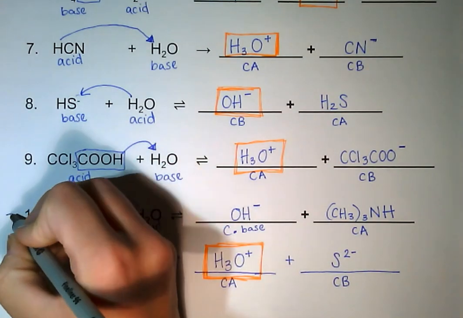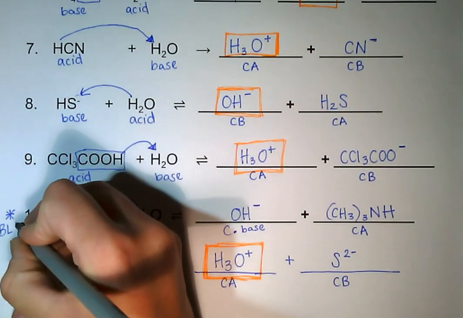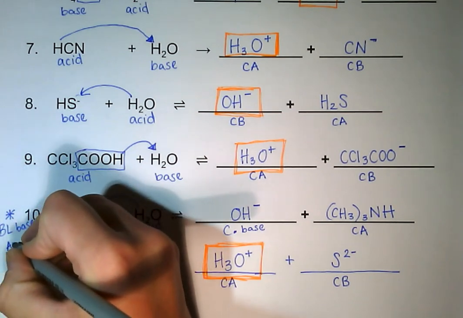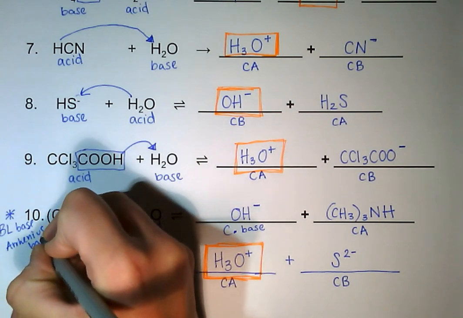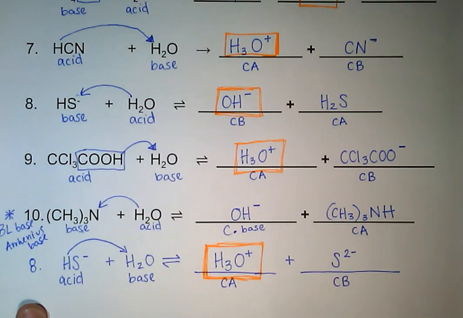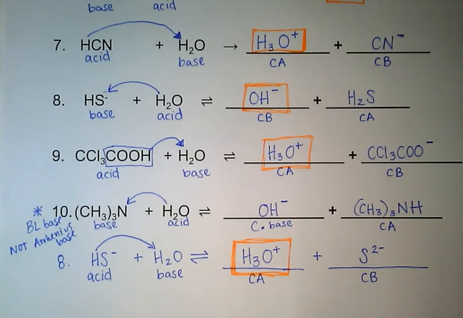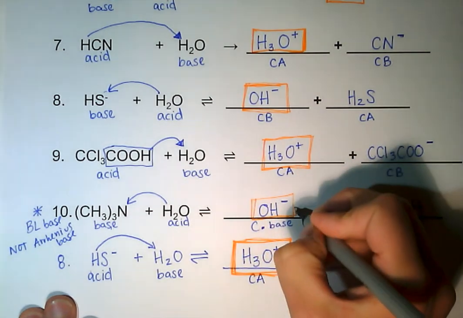So right here in number 10, we have another example where this is a Bronsted-Lowry base, but it is not an Arrhenius base. Just important things to note so you can distinguish these later. And then finally, let's highlight the substance that affects the pH, which of course is our OH minus.